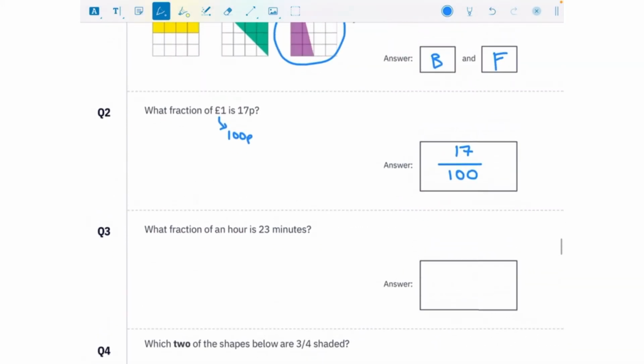What fraction of an hour is 23 minutes? So again, we've got 1 hour, but we've got 23 minutes. It's going to be much easier if they're in the same format. So 1 hour, we know, is 60 minutes. And 23 minutes. So as a fraction, 23 minutes out of 60.